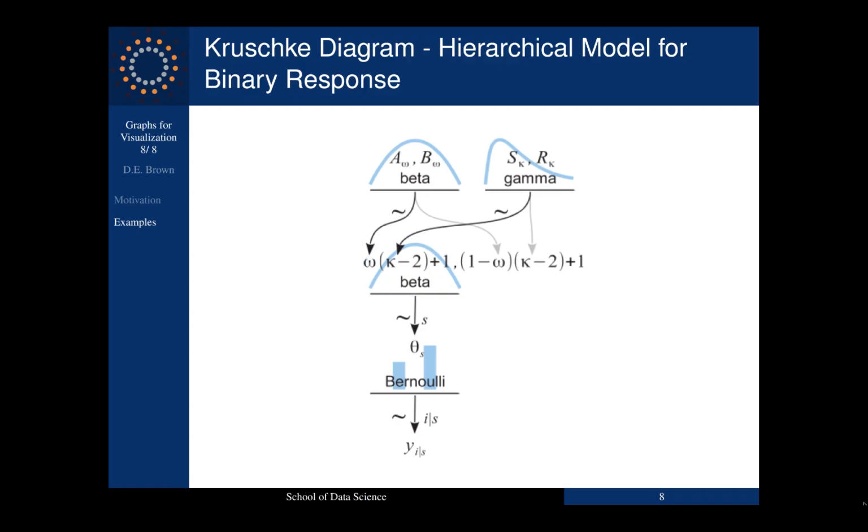And that in turn is parameterized respectively. The omegas are parameterized by another beta with parameters A and B, and the kappa is parameterized with a gamma with parameters S and R. So this very nicely illustrates our problem as we've defined it and how we've arranged the probabilistic structure within the problem. This is called a Kruschke diagram, after the gentleman who came up with this way of representing it in a textbook that he has.